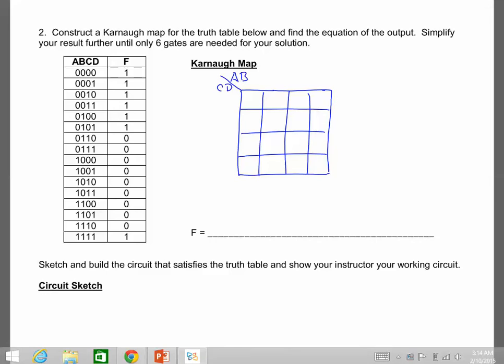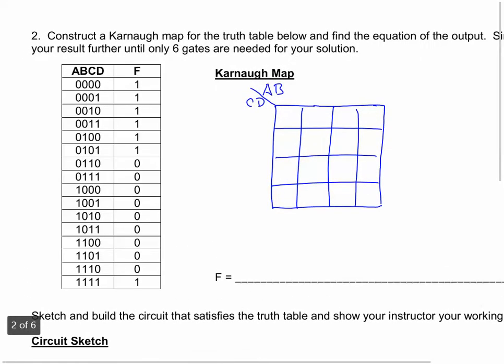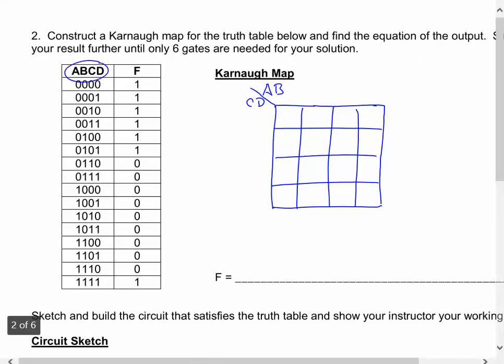Okay, so now let's look at Karnaugh maps with more variables. So now I have four variables, A, B, C, and D. And notice that I've labeled AB along the horizontal axis, and that has values of 0, 0, 0, 1, 1, 0. Oops, not supposed to do that, right? So I have to have the order backwards here. So 0, 0, 0, 1, 1, 1, and then 1, 0.